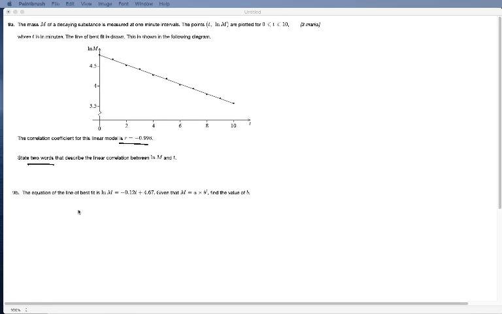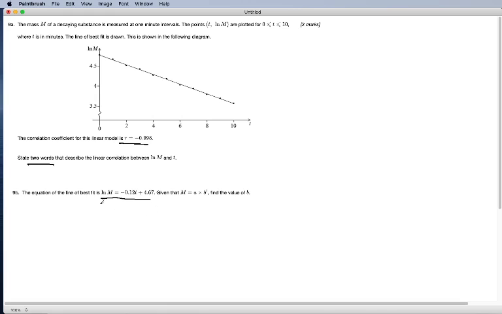Now the second piece here is the equation of line of best fit is ln m is equal to negative 0.12 t plus 4.67. And now they say, given that m is equal to this, find the value of b. So what they've done is they've taken this log equation and they've isolated for m. And a long time ago, we found out that if you have a is equal to b to the power of x, we can write this in the log, and this is in your formula booklet.